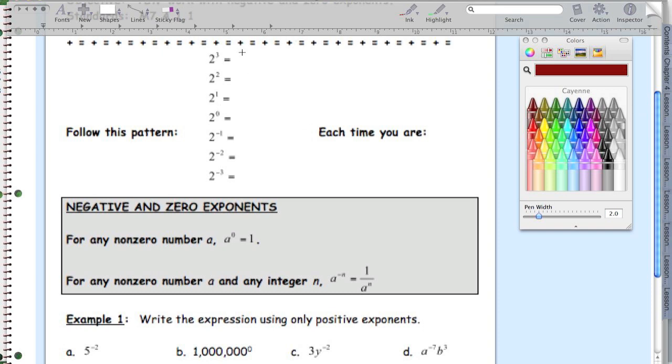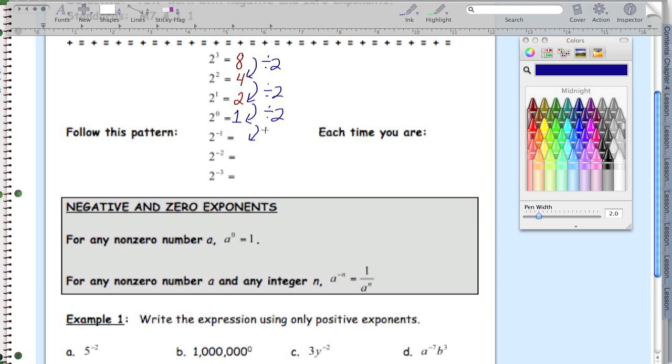2 to the third is 8, 2 squared is 4, 2 to the first is 2, and then we get here to 2 to the 0th power, and you might be tempted to say that it's 0, but let's watch the pattern. We're dividing by 2 to get 4. We're dividing by 2 to get 2. So when we divide by 2 to get the next term, we end up with 1. 2 divided by 2 is just 1. So we find that 2 to the 0 is just 1. We'll come back to that in a moment.